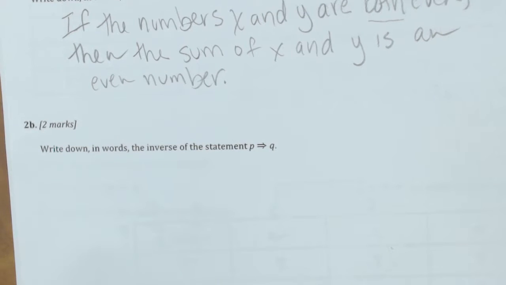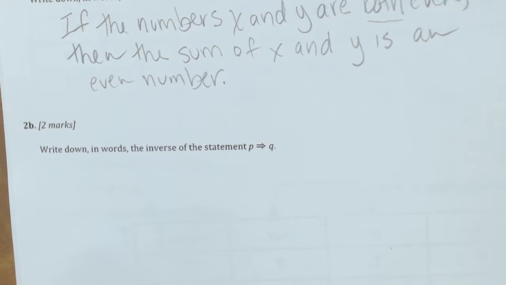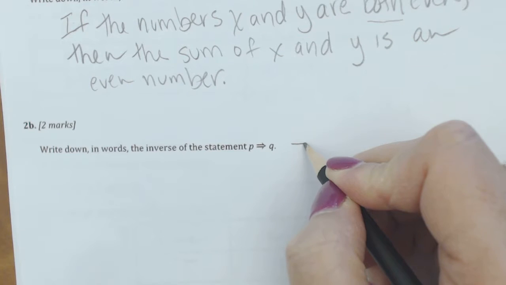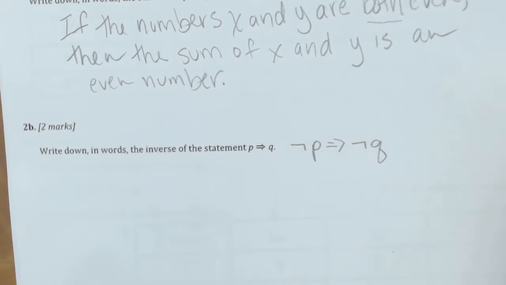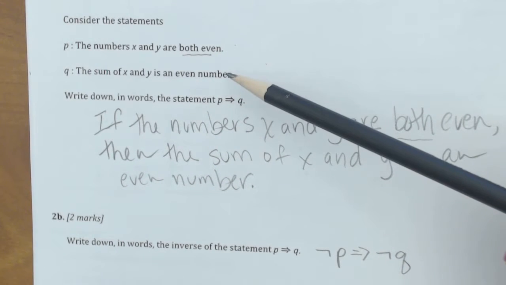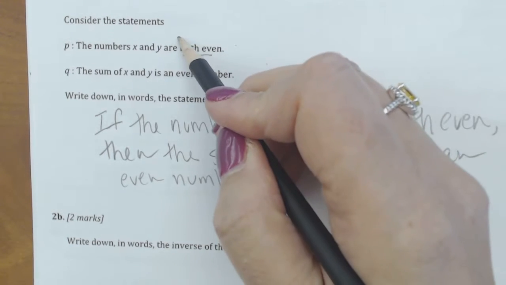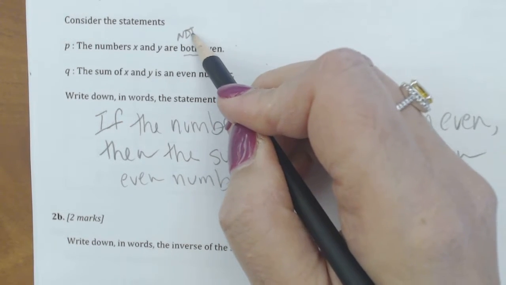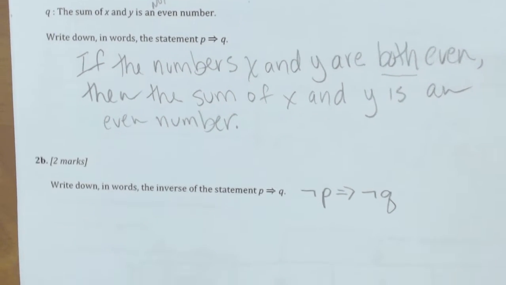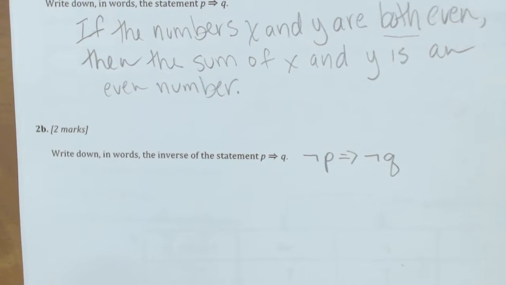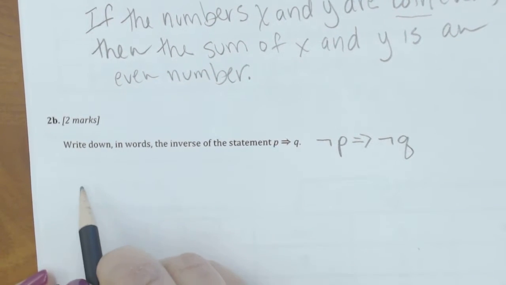Okay, next, write down in words the inverse of the statement, if P, then Q. So the inverse is when we negate both parts. So what we have to really do is do not P, if not P, then not Q. And I like to write down what the inverse is because it helps to give me a visual of what to do with these. So for P, we're going to put in are not both even and is not an even number. Now, our not evens, you can substitute the word odd, which is fine. I'm going to write it down and then I'll show you how I substitute.